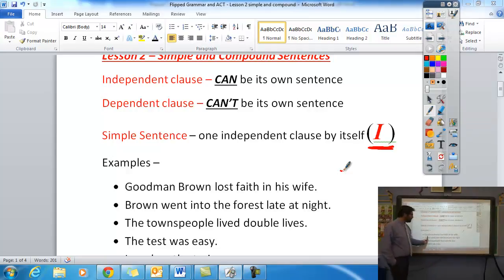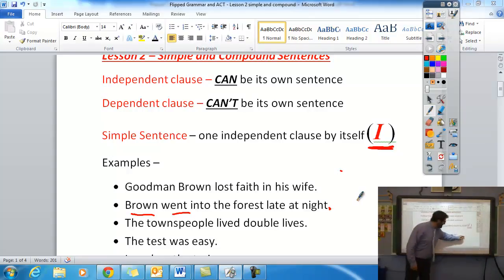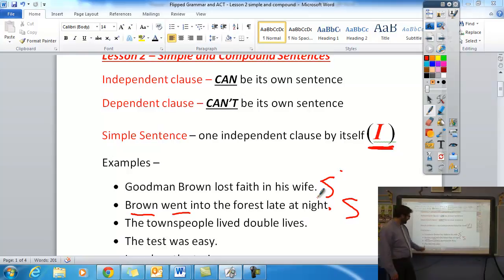A few examples. Goodwin Brown lost faith in his wife. One simple sentence, it's one independent clause, right? We've got a subject, we've got a verb, it's a complete thought. Brown went into the forest late at night. Subject, we've got a verb, we've got a complete thought, so it's one independent clause. So since it's one independent clause by itself, right, that's what makes it a simple sentence, okay? The townspeople live double lives. Subject, verb, complete thought, complete sentence. So it's one independent clause, so that's what makes it a simple sentence.